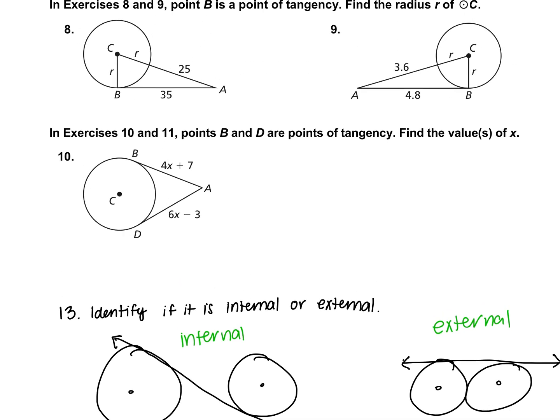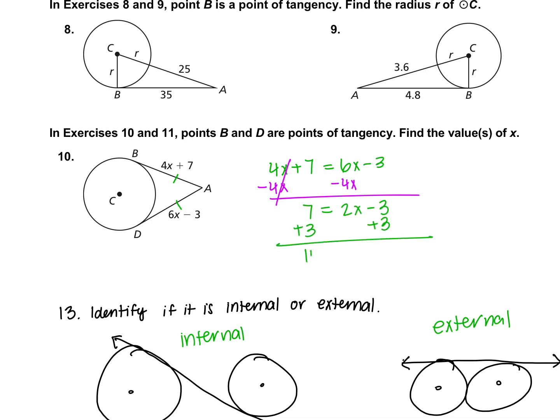All right, how would I solve number 10? Make them equal to each other because they're congruent. So I have 4x plus 7 equals 6x minus 3. Solving this, I'm going to first subtract the 4x from both sides. So I'm going to get now 7 equals 2x minus 3. Add 3 to both sides. I'm going to get 10 equals 2x, so x equals what? Good.